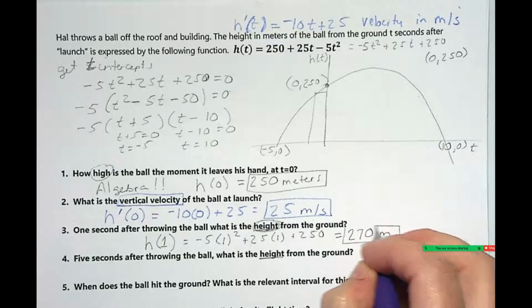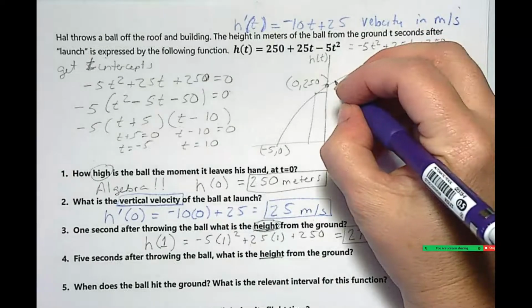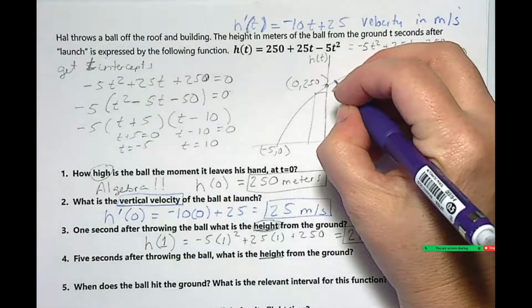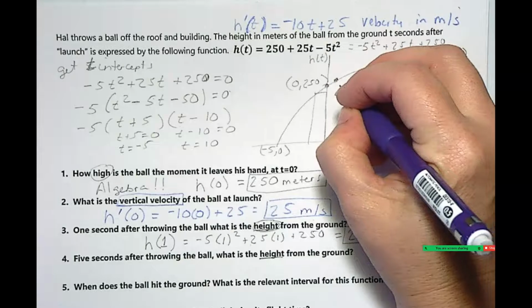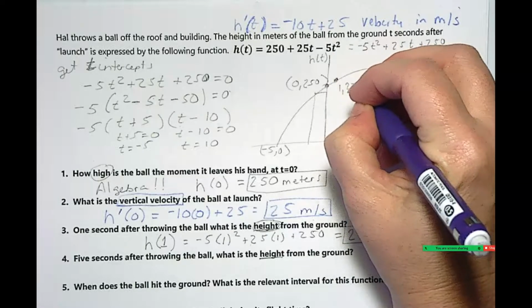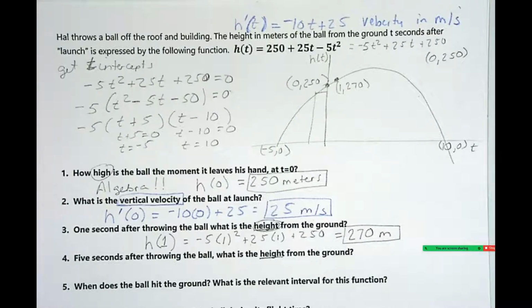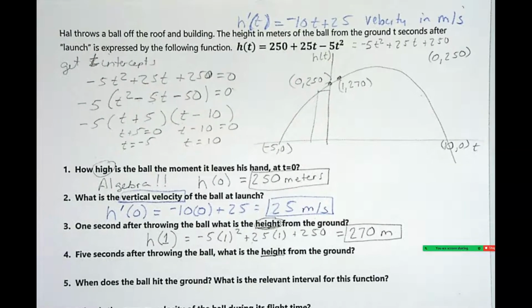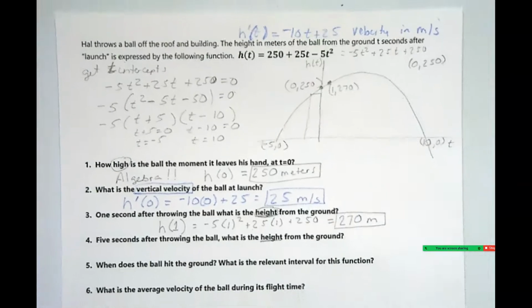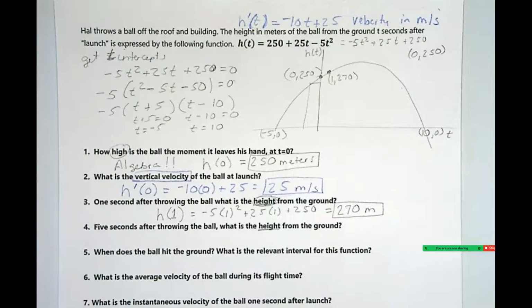So we can probably even draw that in the messy graph if we want to. I don't know that I can do it neatly, but I'm going to try. So this is 1 and 270. Good? Yes? No? Okay, you guys are good. All right, I'm going to zoom out a little bit, move it up. Okay, so next one. 5 seconds after throwing the ball, what is the height from the ground? What are we going to do here?